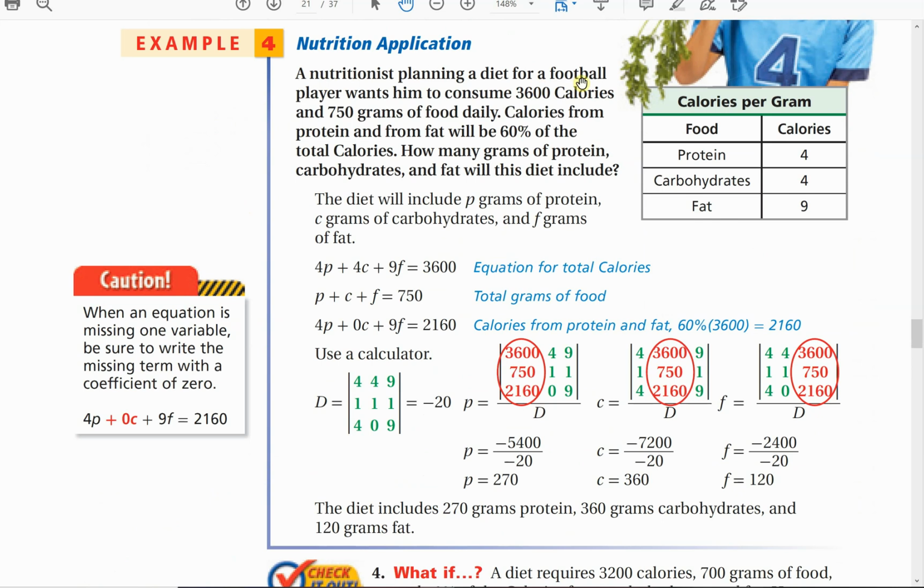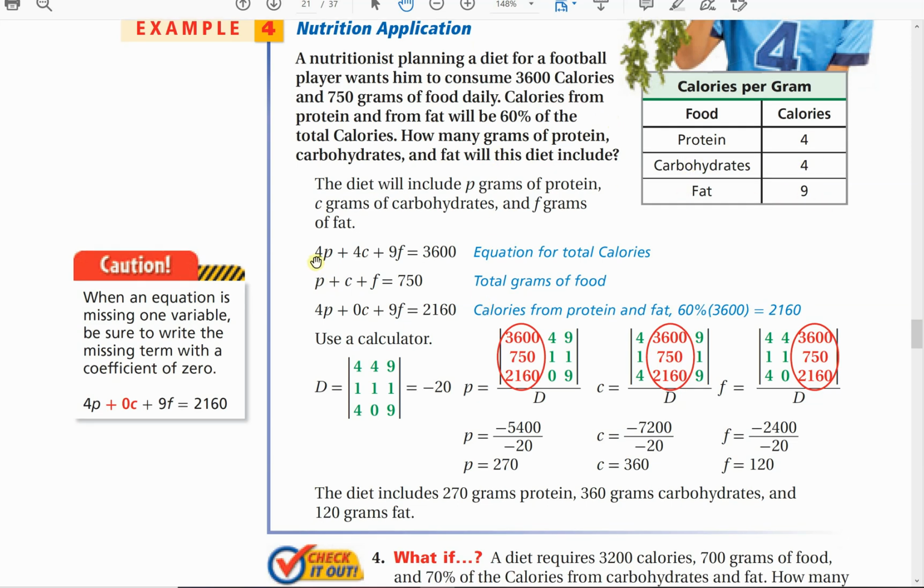A nutritionist is planning a diet for football players. They want to consume 3,600 calories and 750 grams of food every day. Protein and fat is 60% of the total calories. How many grams of protein, carbohydrates, and fat will the diet include? So basically, a gram of protein has 4 calories, a gram of carbohydrates has 4, and fat has 9.